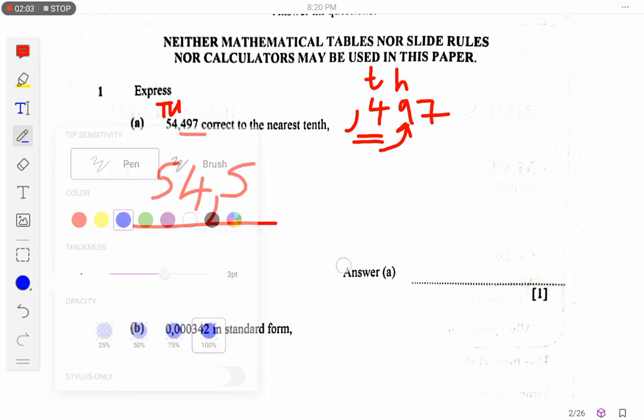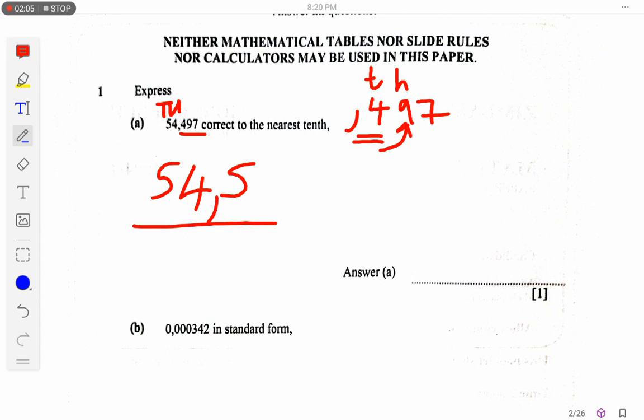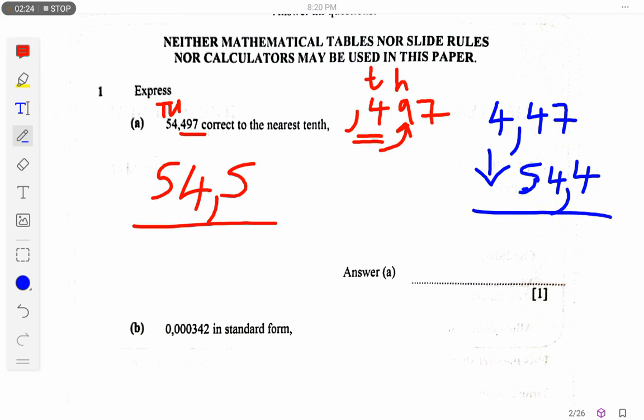So an example whereby maybe it's not a 9 here. Let's say we have 4.47, like that. Then the answer would be 4.4. So this will be the answer there. You don't have to change, round up. It will remain the same. Okay, let's move on.